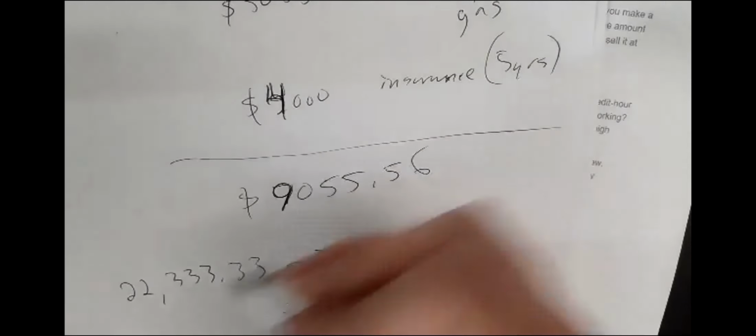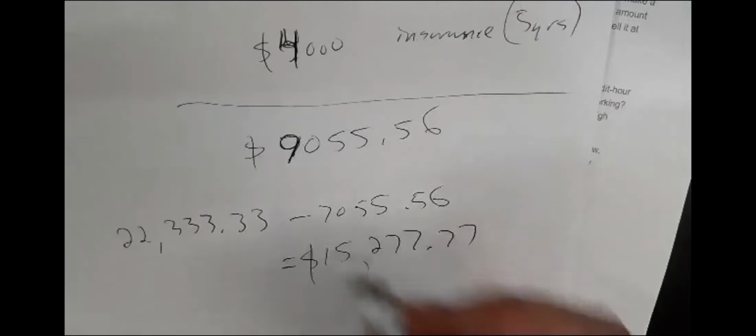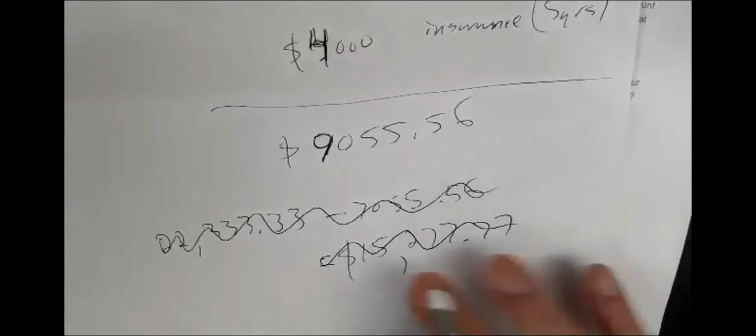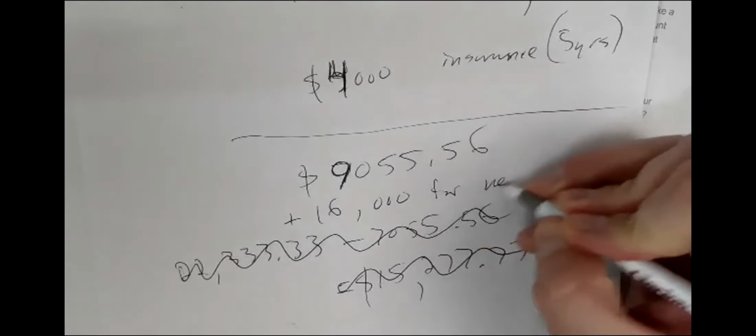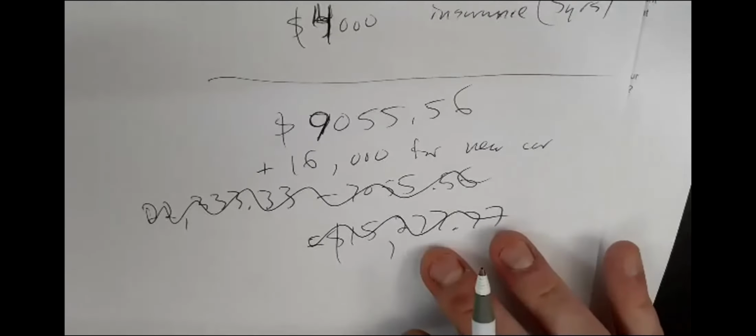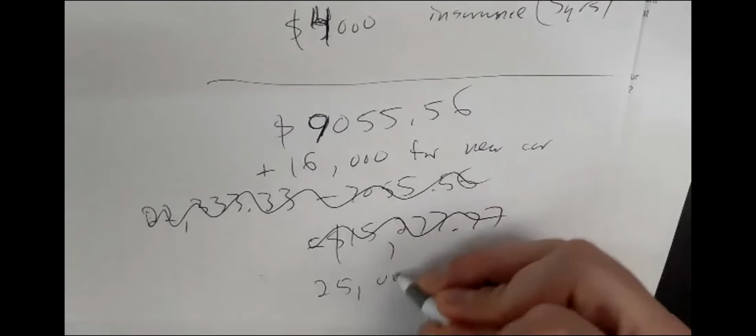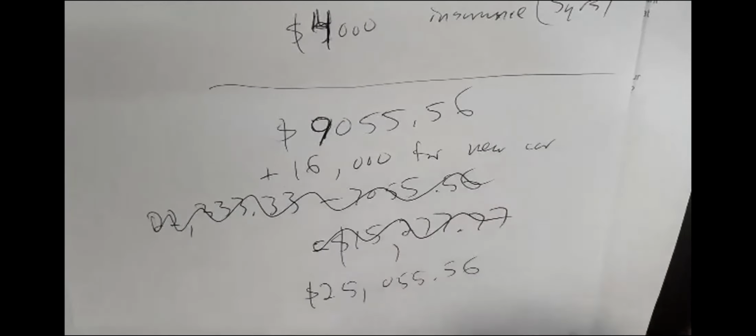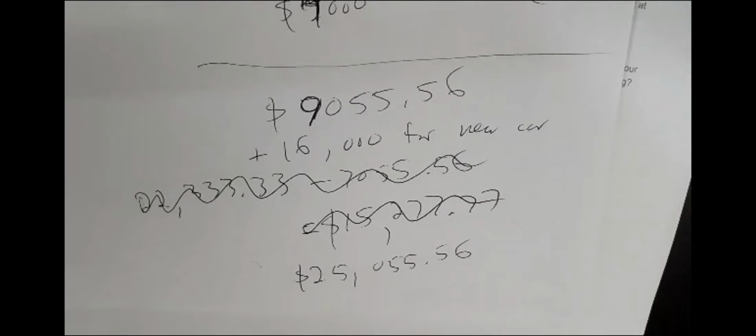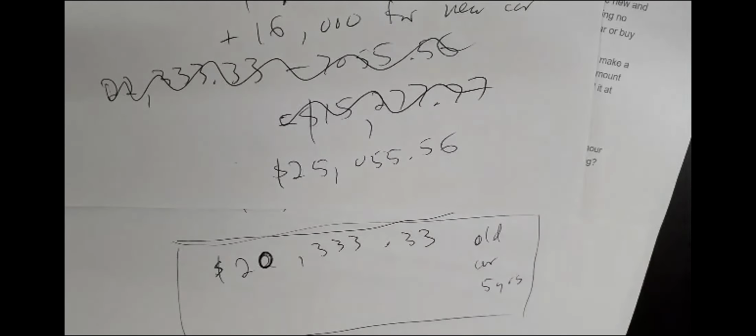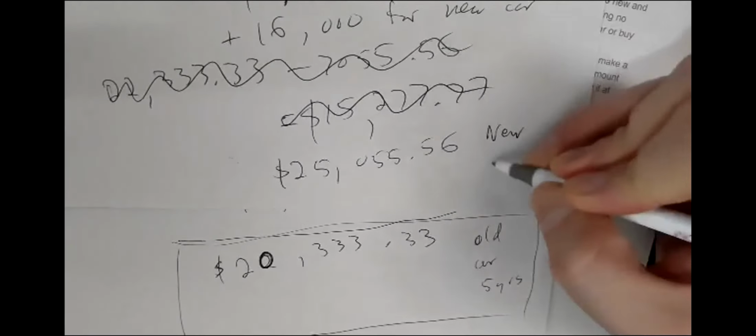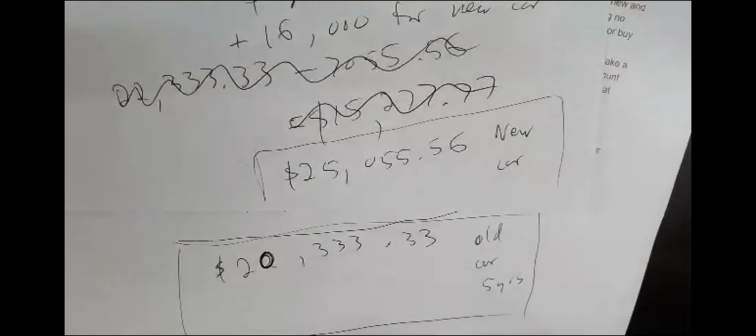So what they're doing is they're not looking at the difference of these two. They're looking at just the pure price of this plus the 16,000. So they're looking at the 25,055.56. And what they want you to do is compare the price of buying a new car and 5 years insurance and repairs. So this is the car, this is the old car. And so which one would be cheaper?